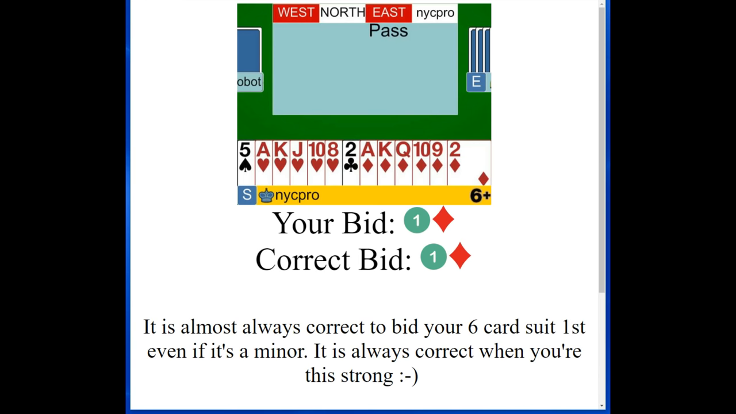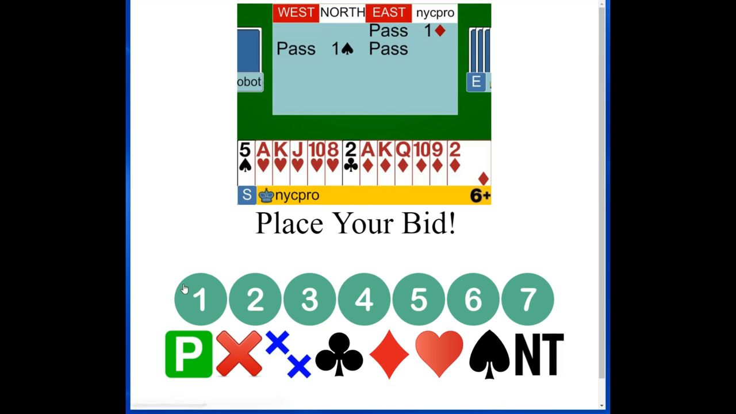And after you open one diamond, partner bids. If I can get to the next hand, sorry. Partner bids one spade. And now you get the opportunity to start showing both the strength and the shape of your hand with the next bid. So take a stab at that, guys.